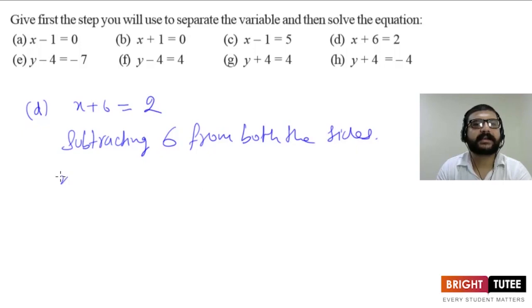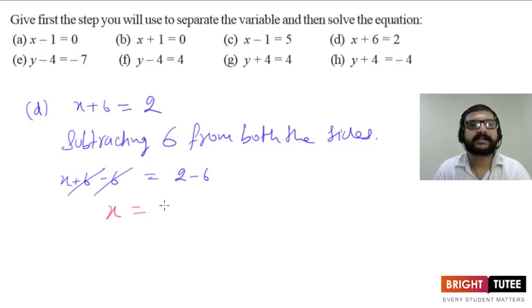Now by doing this, we will get x plus 6 minus 6 is equal to 2 minus 6. Plus 6 and minus 6 will be cancelled out. So we are left with x is equal to 2 minus 6, which is minus 4. Hence the final value of x, or the final solution of this equation, is x is equal to minus 4.